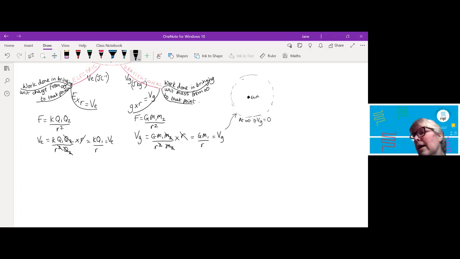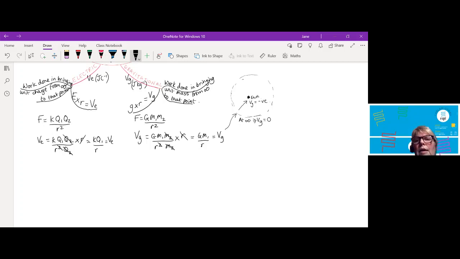So if you are here on Earth, actually the closer you go towards Earth, the gravitational potential is getting more negative. So if you're on Earth, you have to give it potential in order to reach 0, because it's like looking at it as a potential well.